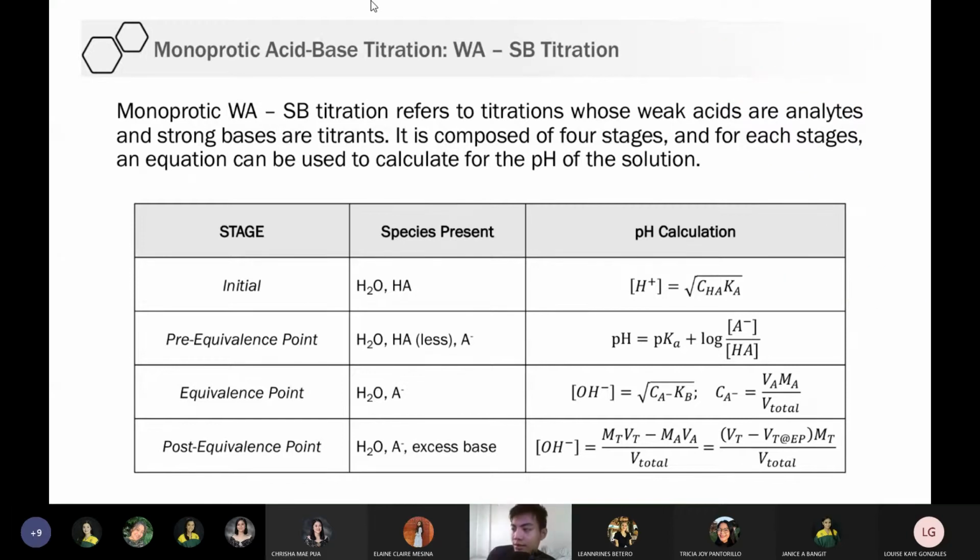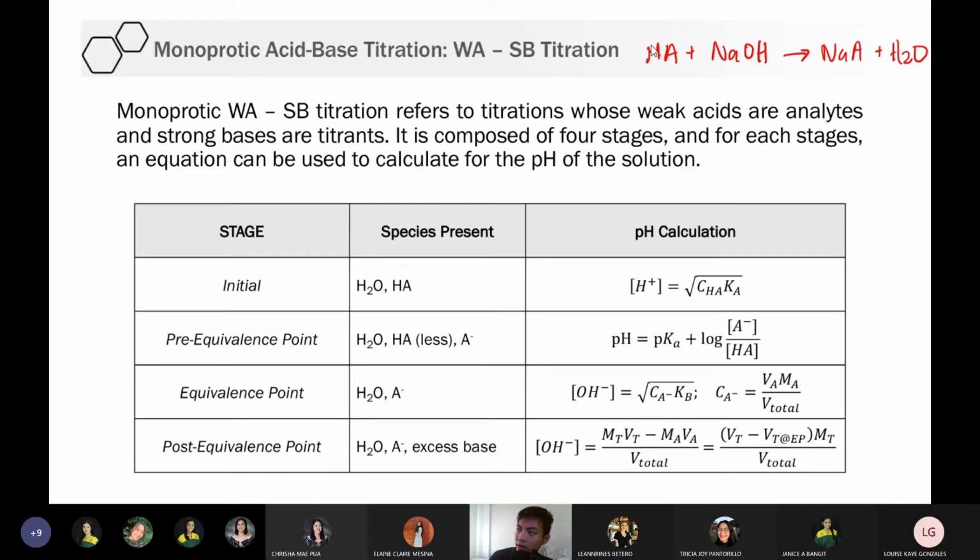Okay. Next, after the initial, we have the pre-equivalence point. What happens here is that you are now adding titrant. Nagdadagdag ka na ng base. What happens when you add base sa inyong acid? Nagre-react sila. Okay? So when you add titrant to your weak acid, what happens? Slowly, yung ating weak acid, na-convert siya into salt and water. Okay? So yun yung idea.